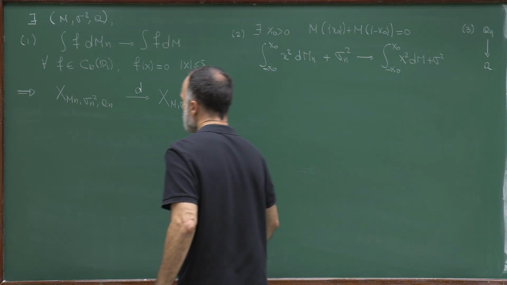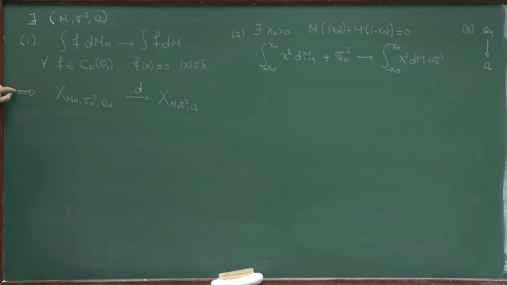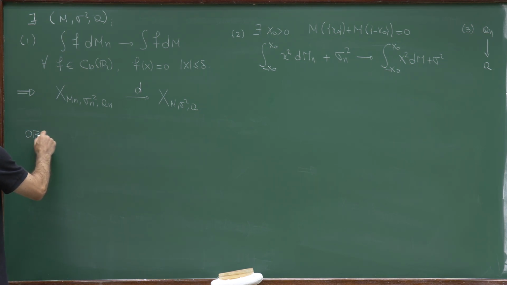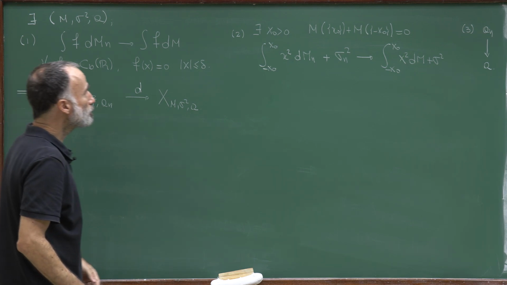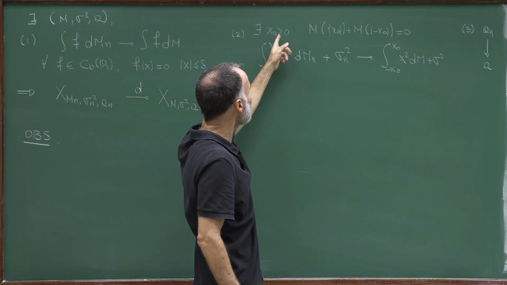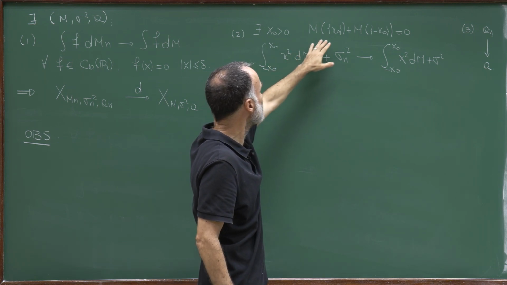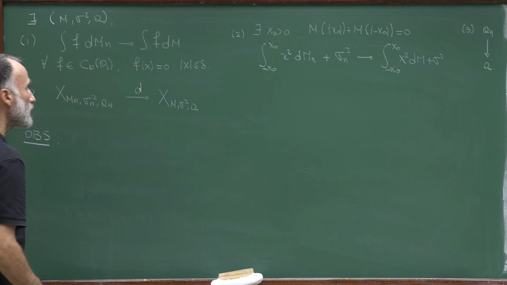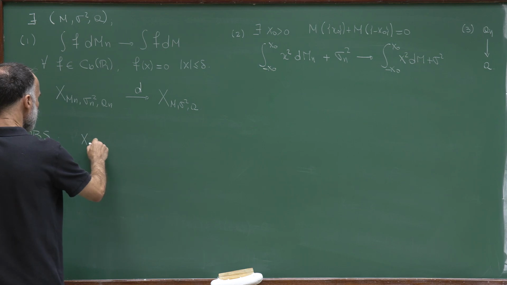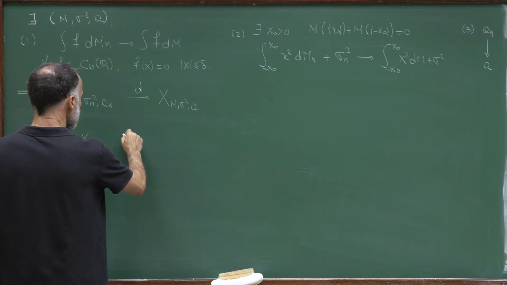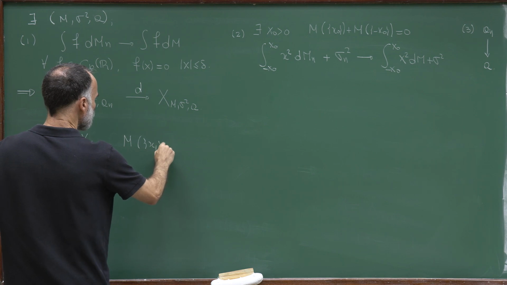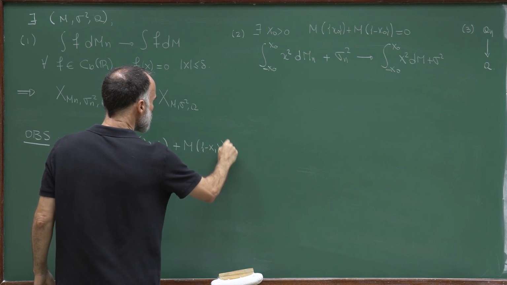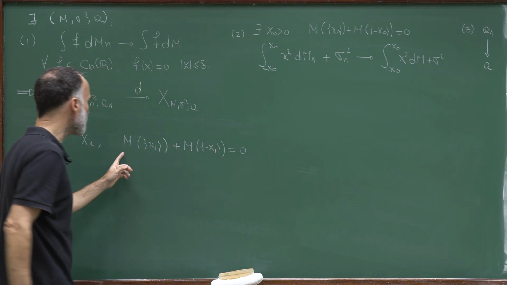So this is the notation. I want to prove this statement, and in order to prove it, I will start with an observation. The observation is the following. If this happens for one x0 which has this property, then it happens for all x which share this property. So let me take x1 such that the measure of x1 plus the measure of minus x1 is equal to 0 for the limit measure M.